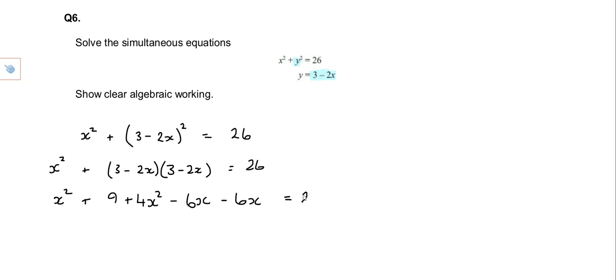And then I just found x squared and 4x squared is 5x squared, and then minus 12x, plus 9. And then I subtracted the 26 over. And I got 5x squared subtract 12x, plus 9 subtract 26, and that equals negative 17 equals 0.